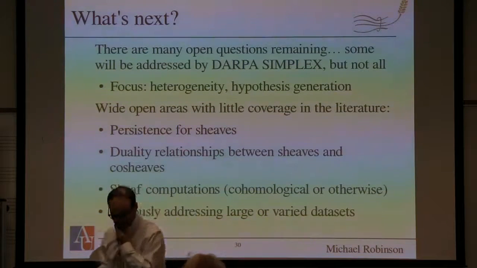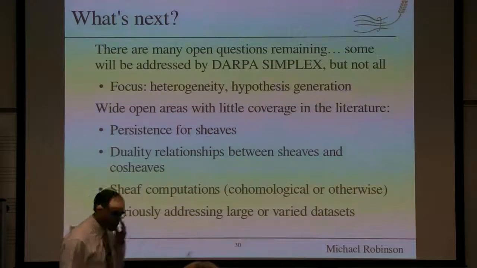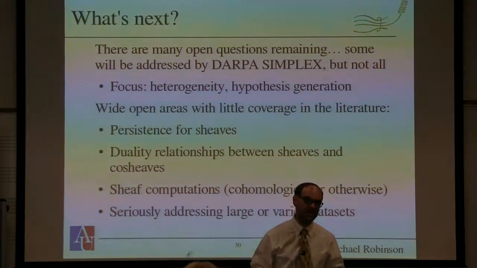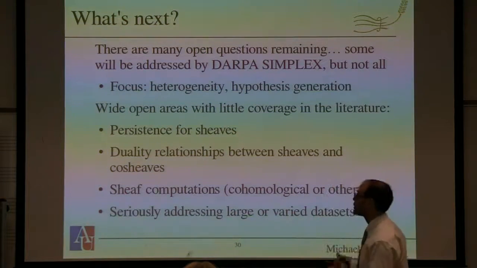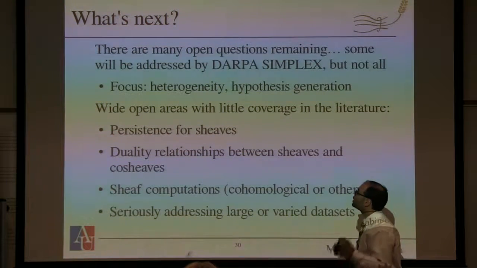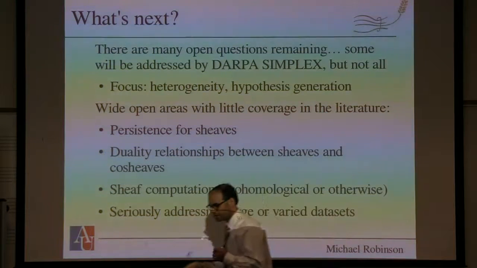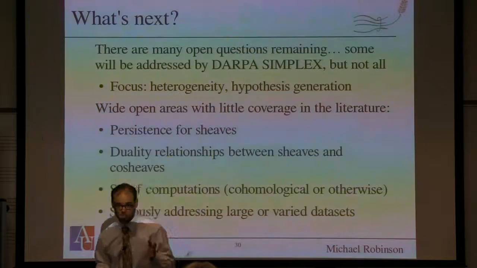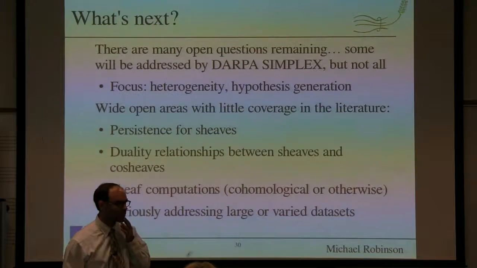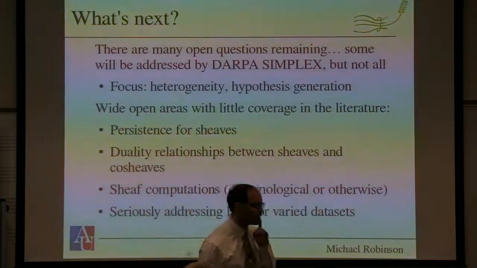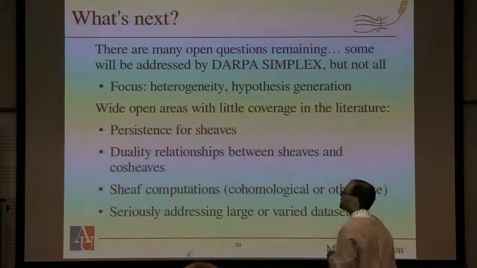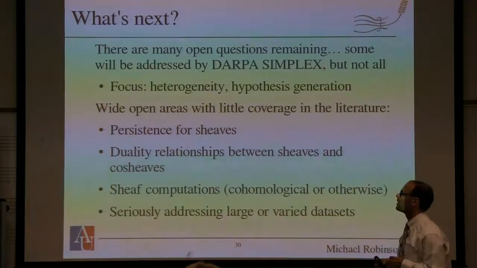So what's next? Well, there are many open questions in this field, many that will be addressed in the upcoming DARPA Simplex program, as well as many that will not. The focus there is primarily on heterogeneity and hypothesis generation, but there are wide open areas that have not been touched on in the literature much at all. One thing is this notion of persistence for sheaf cohomology. It's something that seems very natural. I gave you the construction now, and it really hasn't been studied. We don't really know what you can learn from that.